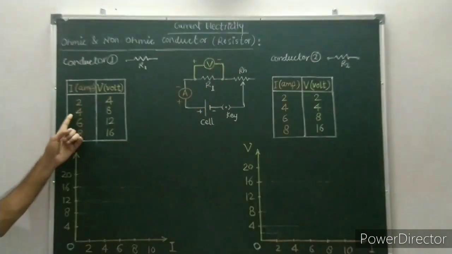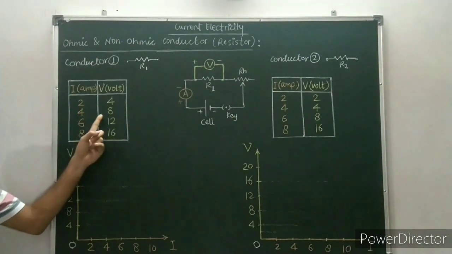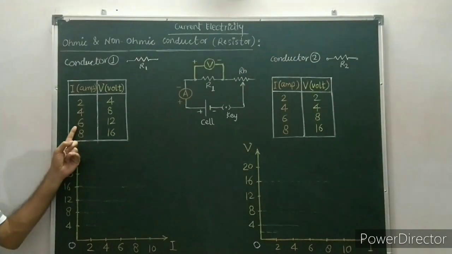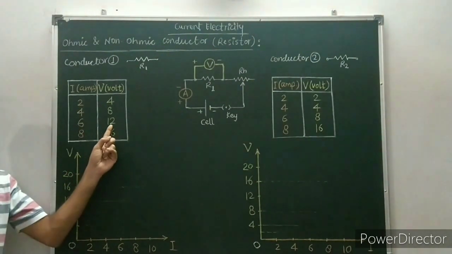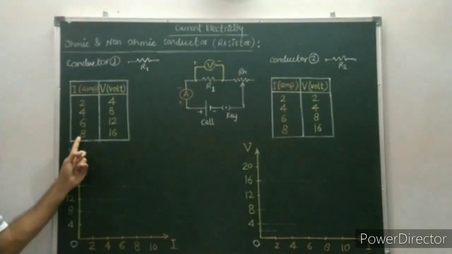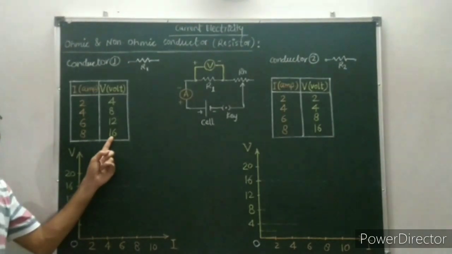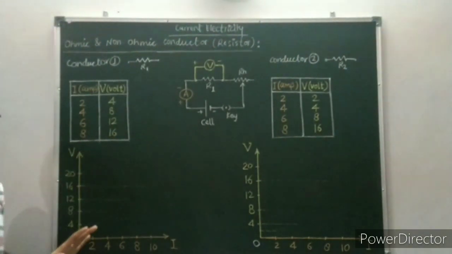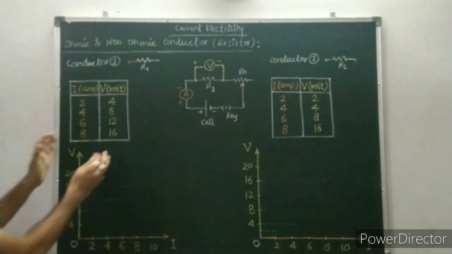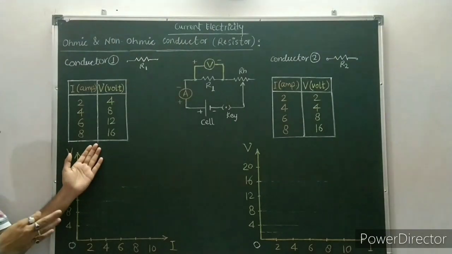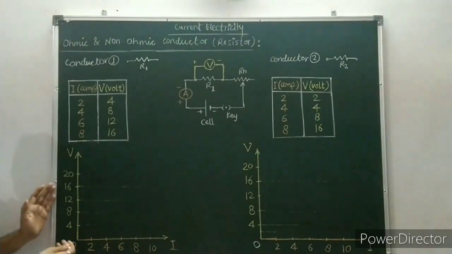When the current is 4 ampere, the potential difference is 8 volt. When current flowing through the conductor is 6 ampere, the potential difference is 12. And when the current is 8 ampere, the potential difference is 16. This is the assumption for the first conductor. If the first conductor behaves like this, then we can easily plot a graph, the VI graph.